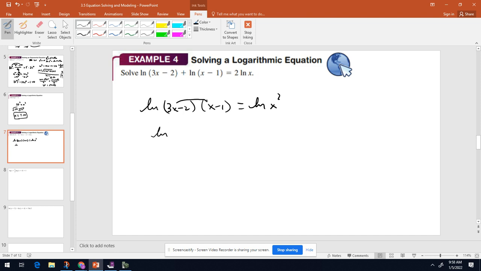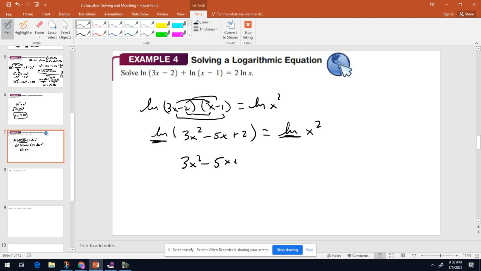I'm going to multiply: 3x squared minus 3x minus 2x is a minus 5x, and then a minus 2 times 1 is a plus 2. Okay, is equal to natural log of x squared. So now I can use the one-to-one property here, ln and ln. So now I have 3x squared minus 5x plus 2 is equal to x squared. I've got a quadratic that I can solve.